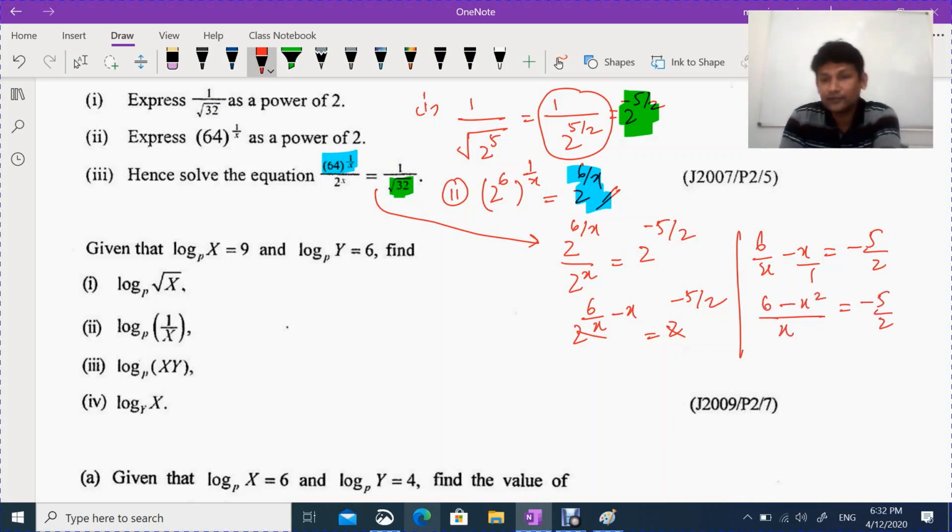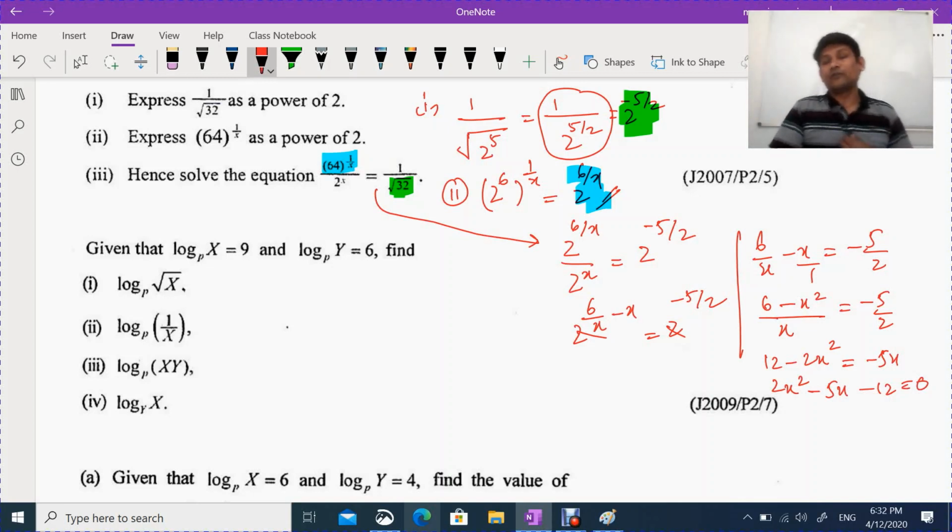Do the cross multiplication. 12 minus 2x square is equal to minus 5x, and 2x square I want to make positive, so 2x square minus 5x minus 12 is equal to 0, and so on. You can just work on it. Two times minus 12 is minus 24; we need two numbers that multiply to get 24 and subtract to get 5. 8 and 3, yes. So 2x square, 8 and plus 3, minus 12, and so on. Please check it out because we have to get to the answer now.